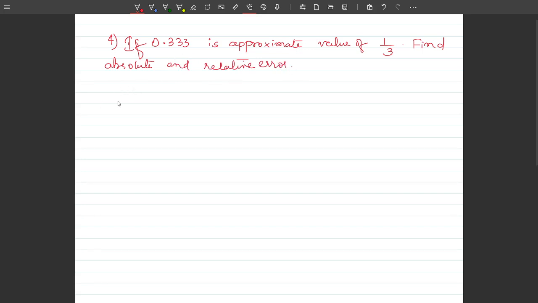So your actual value is x. You have x is equal to 1 by 3. It is given that 0.333 is the approximate value of 1 by 3. So the actual value is x, this is not x bar, this is the actual value x. I can write this as 0.3333, one more digit than the approximated value. So your x dash is 0.333. Now you calculate EA, that is mod x minus x dash. You get 0.3 into 10 to the power minus 3.